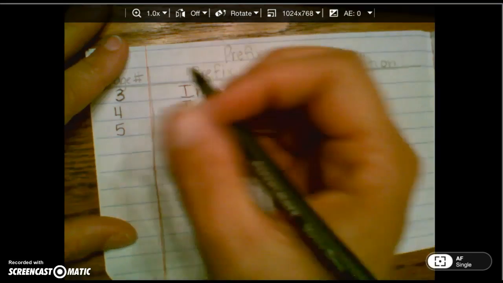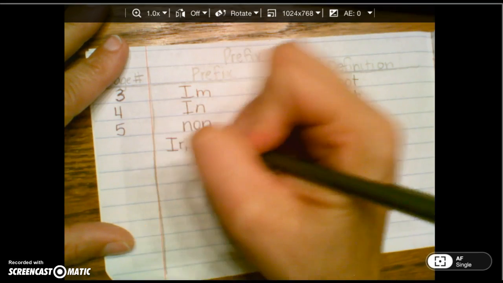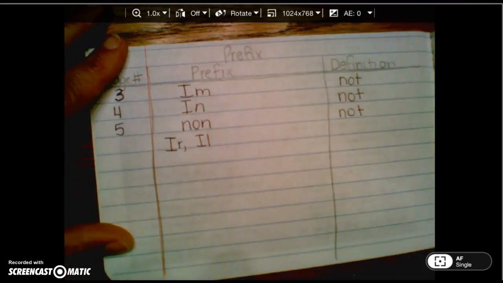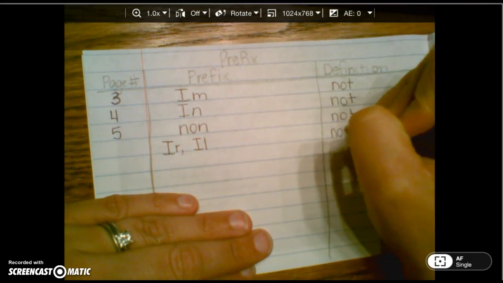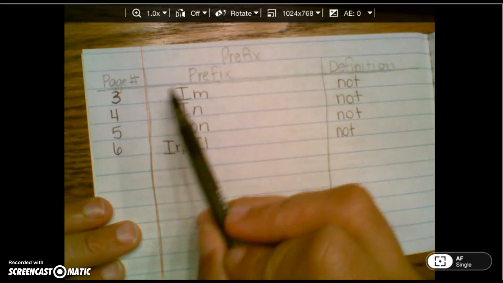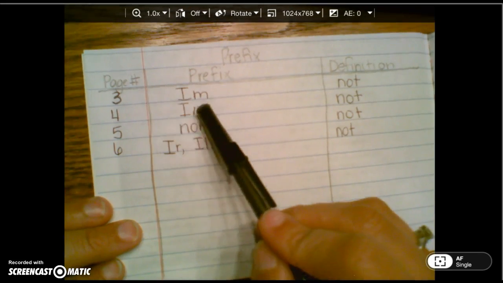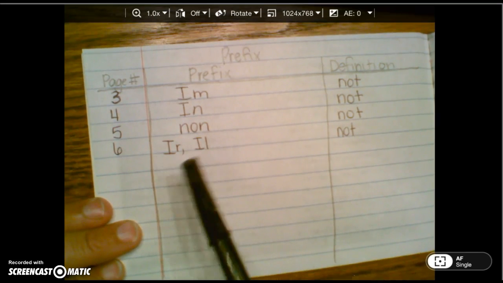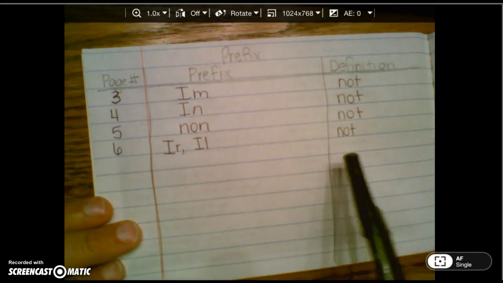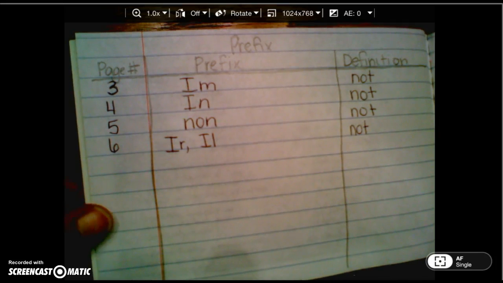The next two you can actually put on the same one. It's I, R, and I, L. And both of them also mean not. And they will go on page 6. You will notice that all of the prefixes that we have studied so far all mean the same thing. So IM, IN, NON, IR, IL, all of those mean not. So when you see them in the words, you can kind of get an idea what your words mean. Let's go ahead and flip over to our prefix tab.